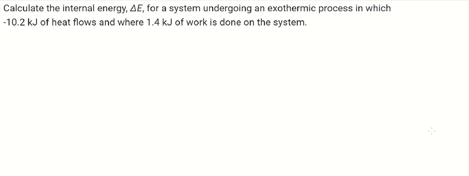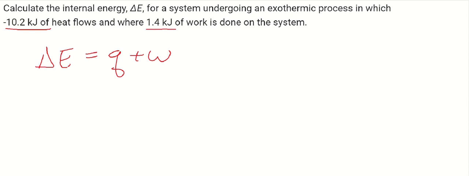All right, calculate the internal energy. So we know the internal energy of the system is equal to heat plus work. So what does it tell us? It's an exothermic process, so it's losing heat, and 1.4 kilojoules of work is done on the system. So let's just plug these numbers in. Q is going to be negative 10.2 kilojoules, and then work done is 1.4 kilojoules.